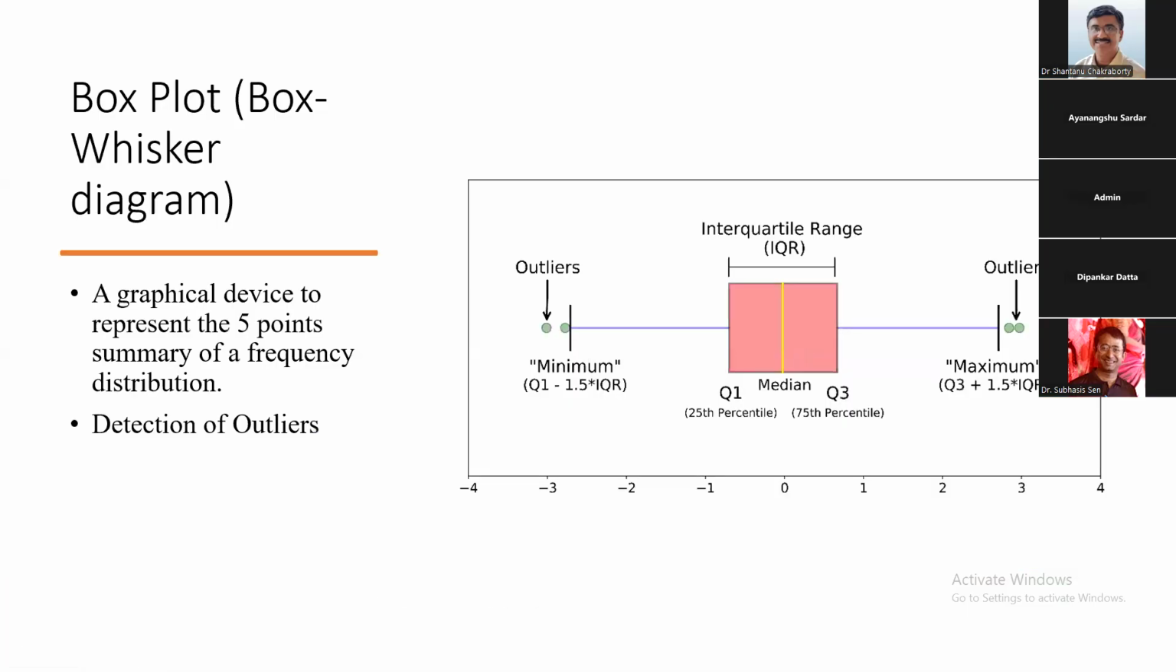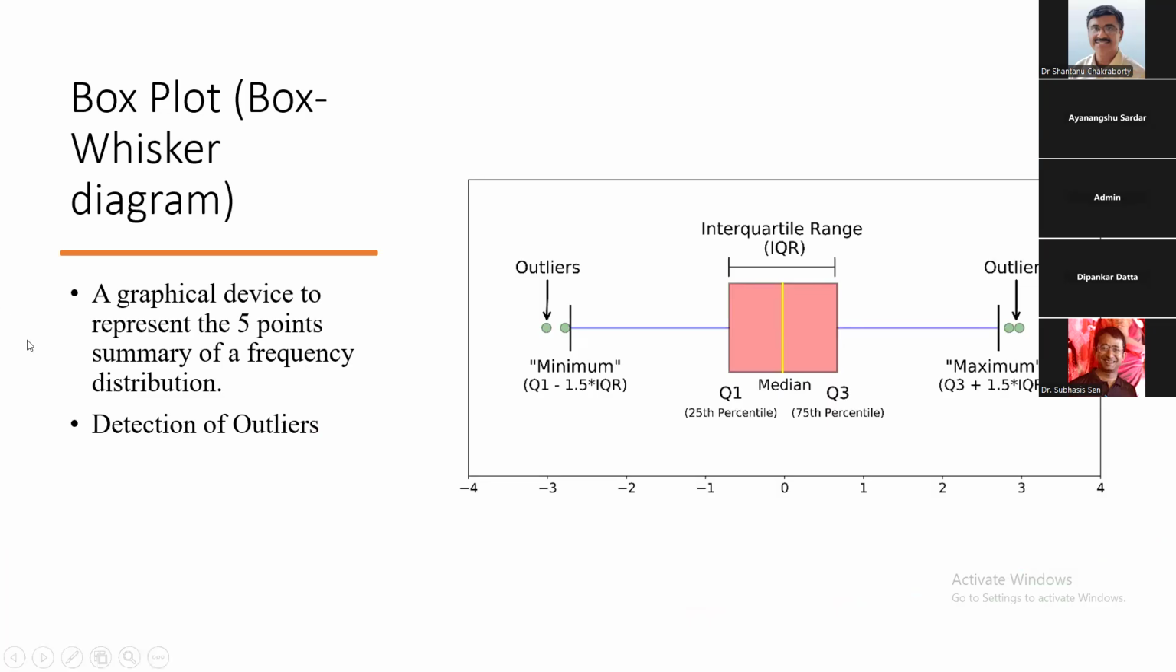And yesterday I showed you why the graphical presentation of the box plot is important. Basically it gives the graphical presentation of the 5-point summary. That part I already discussed. And not only that, we can also use it for the detection of outliers.